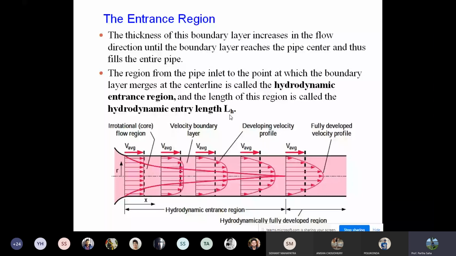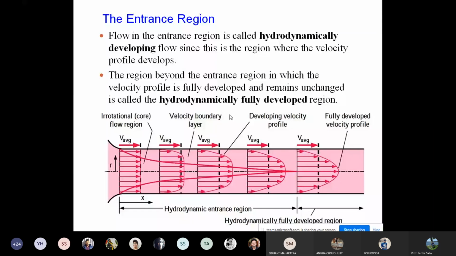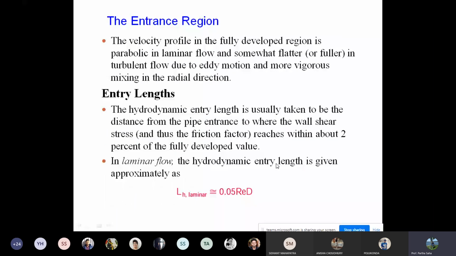The region beyond the entrance region, in which the velocity profile is fully developed and remains unchanged, is called the hydrodynamically fully developed region. So this is my fully developed region. And the entry length is given by the same formula, LH equals 0.05 times Reynolds number times D, where D is the diameter of the tube. Earlier it was given as xi by D, there D was taken on the other side, so the expression is the same. Now the velocity profile in the fully developed region is parabolic in laminar flow and somewhat flatter in turbulent flow due to the eddy motion and more vigorous mixing.